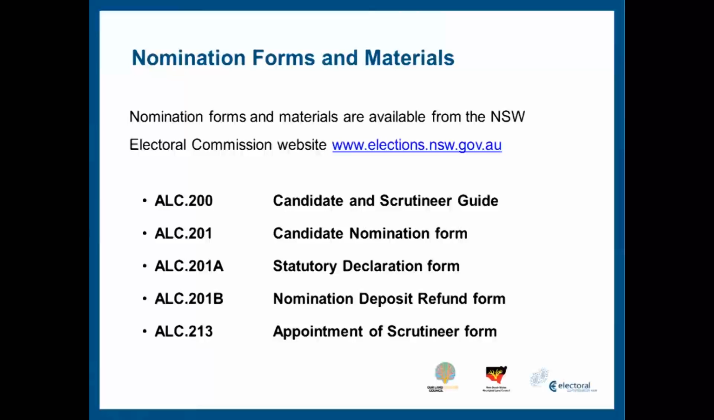Nomination forms and other candidate material are available from the New South Wales Electoral Commission website. These include the Candidate and Scrutineer Guide, the Candidate Nomination Form, ALC 201, the Statutory Declaration Form, which must be completed and lodged as part of the nomination form, ALC 201A, the Nomination Deposit Refund Form, ALC 201B, and the Appointment of Scrutineer Form, ALC 213.